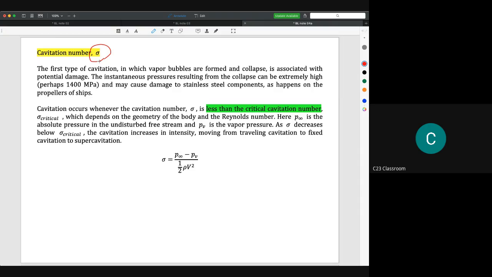Cavitation occurs whenever the cavitation number sigma is less than the critical cavitation number, sigma critical, which depends on the geometry of the body and the Reynolds number. Here, P infinity is the absolute pressure in the undisturbed free stream, and PV is the vapor pressure. As sigma decreases below sigma critical, the cavitation increases in intensity, moving from traveling cavitation to fixed cavitation to supercavitation.